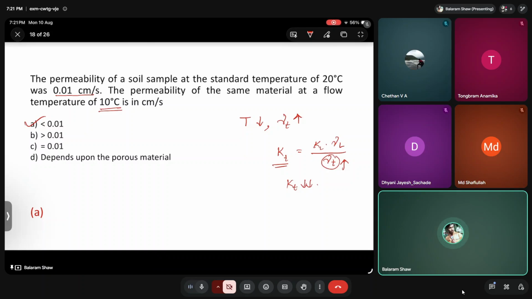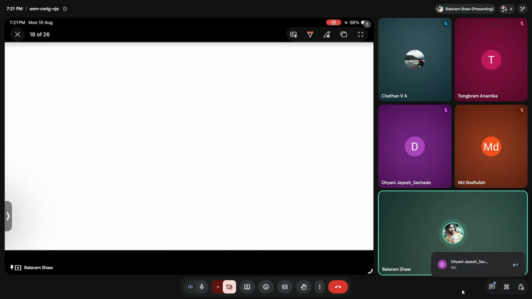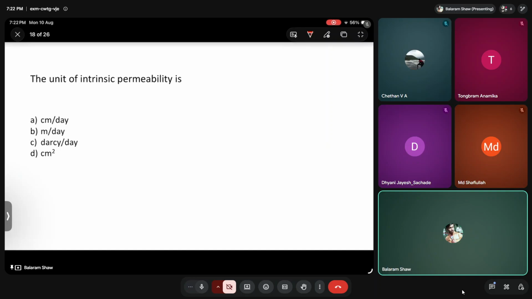Any questions? Anamika, Chetan, Mohammed Shafiullah, anyone? Okay, all right. We'll move to the next question then. The unit of intrinsic permeability is... B. Okay, anyone else?